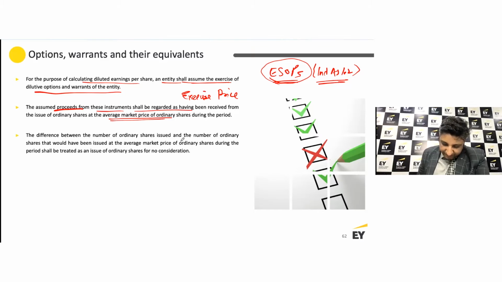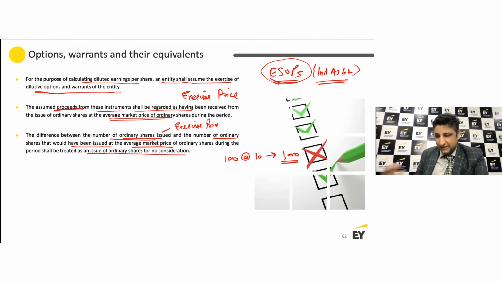Any difference between the number of shares that you're going to issue at that exercise price versus the number of shares that would have been issued at the market price, the difference between the two would represent the shares issued for free. So effectively, if I say that you are going to give 100 shares under the option and the exercise price is 10, that makes it in total 1,000 as the total amount received if those options were exercised.